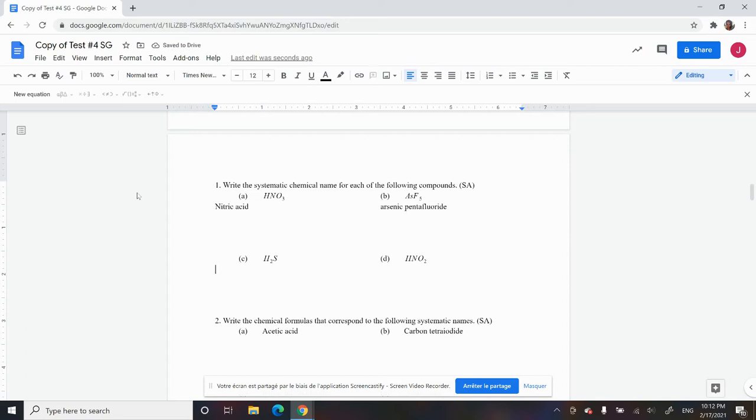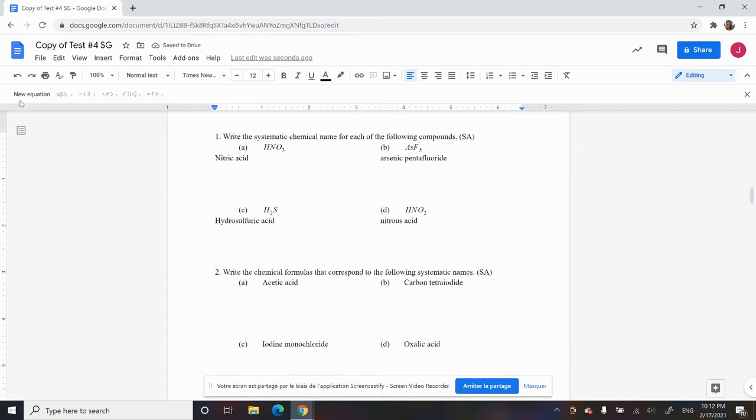And then I have an acid again, but there's no oxygen here. So this is hydrosulfuric acid. And then I've got HNO2. NO2, I go to my polyatomic ion sheet. That is nitrite, so it becomes nitrous acid. Then I have acetic acid, so I go to my polyatomic ion sheet. I find acetate, and I crisscross it to get HC2H3O2.